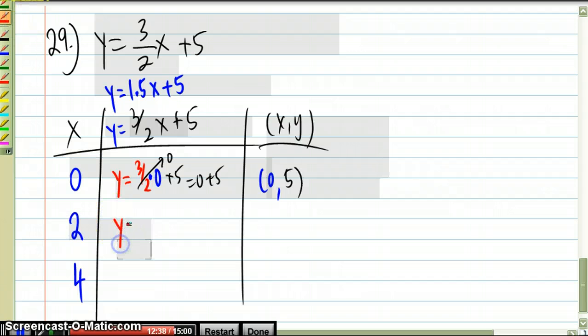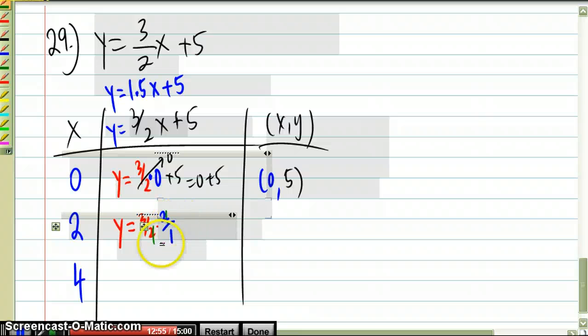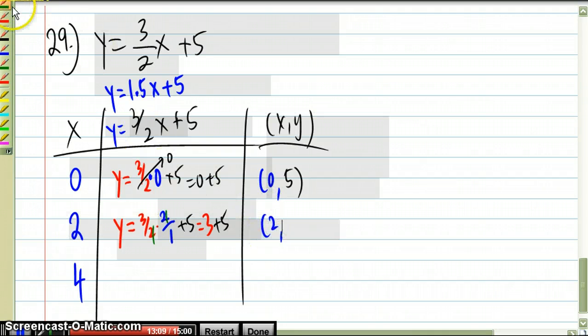Then again, y is equal to 3 halves times 2. If I multiply 3 halves times 2, I'm going to make the 2 a 2 over 1. I can cancel out the 2's, so 3 halves times 2 is actually 3. I'm going to add that with 5, so I have 3 plus 5. It gives me a nice whole number, which is (2, 8). So I'm going to have 8 as my y.